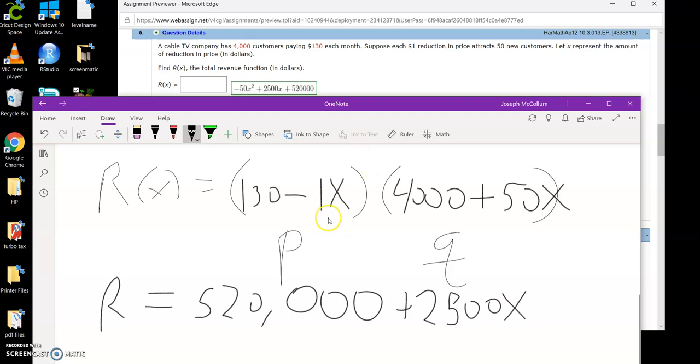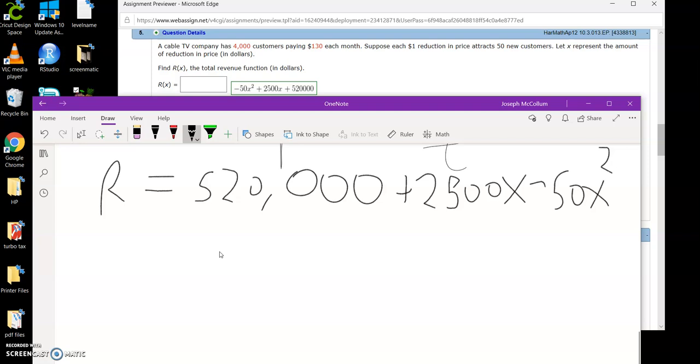x. And of course, when you do the last terms, negative 1x times 50x. All right, again, I'm foiling out here. Negative 1x times 50x is a negative 50x squared. So there's my equation that is just like theirs for revenue. My revenue equation is 520,000 plus 2,500x minus 50x squared. From here, now it's just a matter of the typical question they ask, find the maximum revenue.